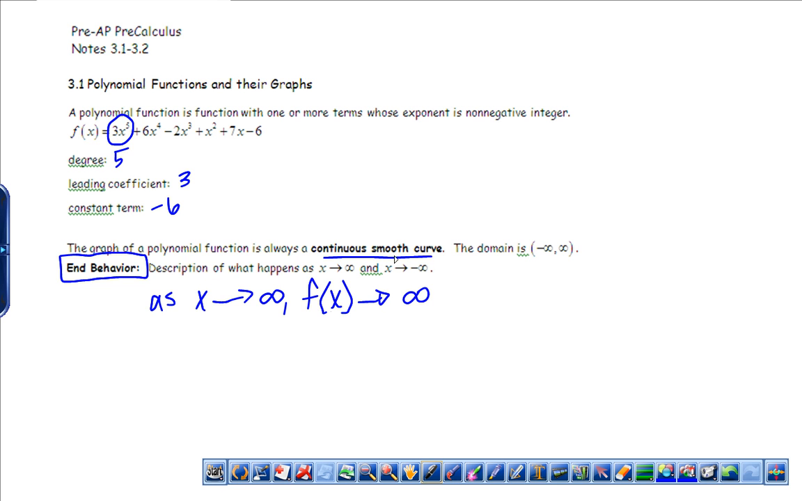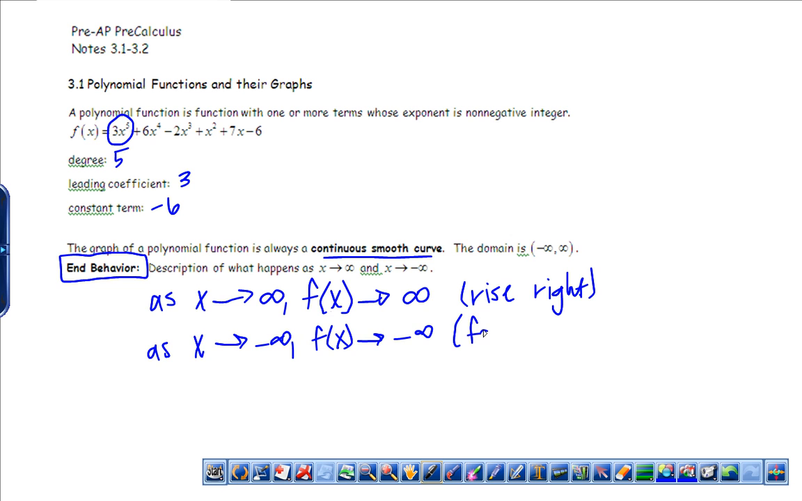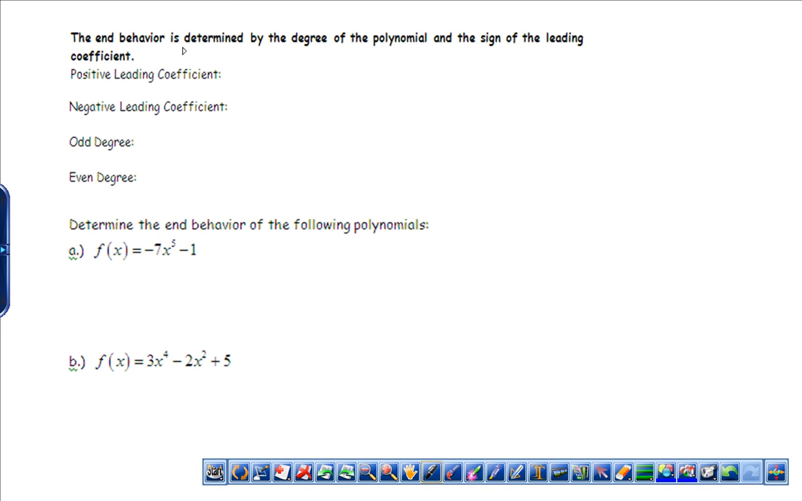So I would say my end behavior is going to rise to the right. As x approaches -infinity, my function is going to approach -infinity. So I would say that it's going to fall to the left. And again, this is my end behavior. Okay, it says the end behavior is determined by the degree of the polynomial. And remember, the degree is the biggest exponent of the polynomial and the sign of the leading coefficient.